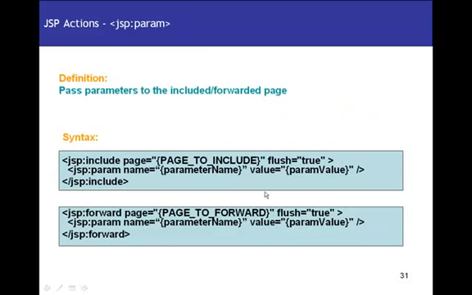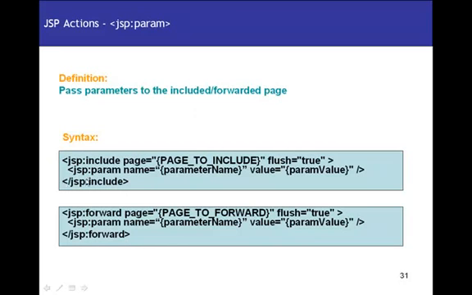Now we've seen JSP include and JSP forward, right? And even in JSP include, we said that we can pass parameters to JSP include, but we couldn't pass parameters to the JSP directive. So how do you pass parameters to these two action elements, JSP include and forward? Using the JSP param action element, right? So this is used to pass parameters to the included or forwarded page, and this is the syntax for JSP param.